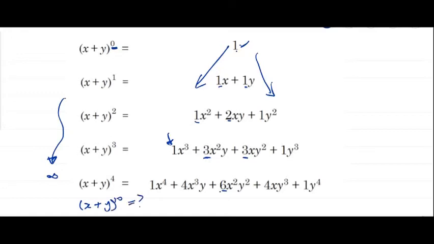Okay, and what we'll do is we'll take another look at this x plus y to the fourth, but in a little bit of a less frenetic manner.